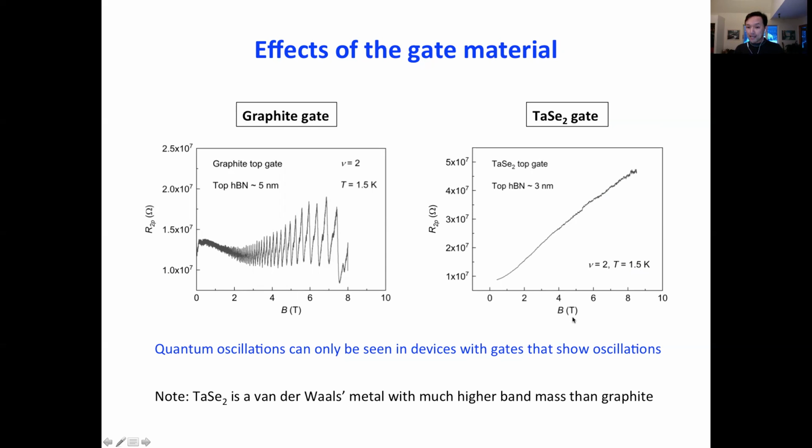Instead of using a graphite gate, we use a tantalum selenide gate. Tantalum selenide is a van der Waals metal with much higher band mass than graphite. So under the studied range of the magnetic field, we don't see clear oscillations. We don't expect clear oscillations from this metallic gate. And in this case, we can clearly see that there's no quantum oscillation observed in this insulating state. So short message: quantum oscillations can only be seen in devices with gates that can show quantum oscillations.